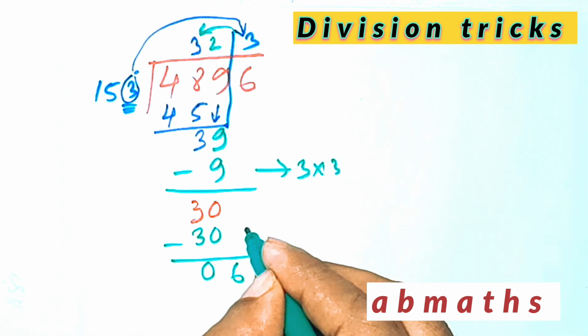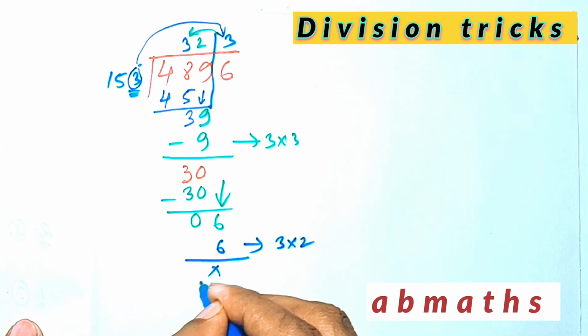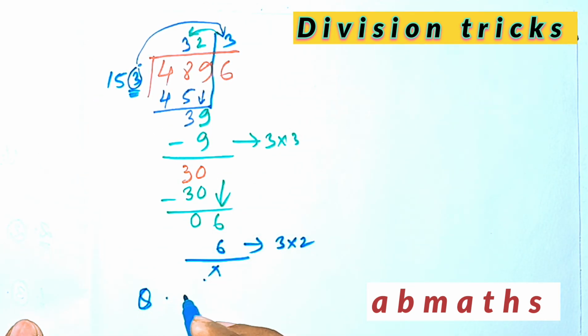This 6 comes down here. Now we shall multiply 3 into 2, 3 into 2 is 6, so we have remainder 0. So our quotient is 32.